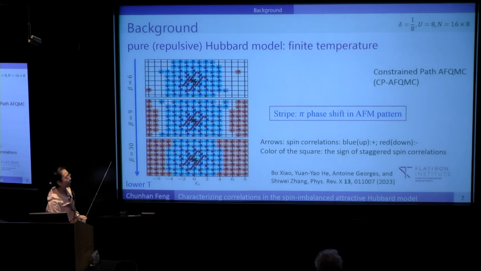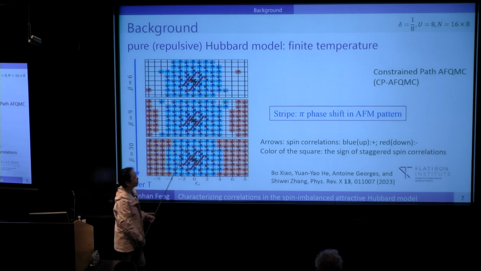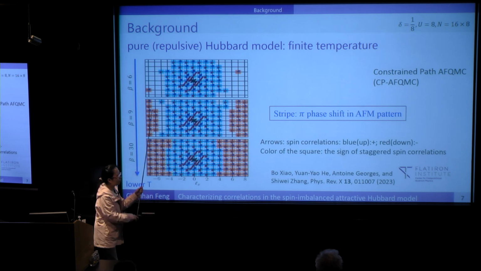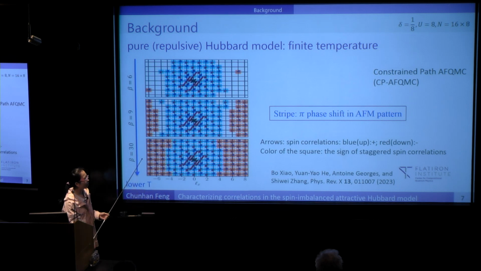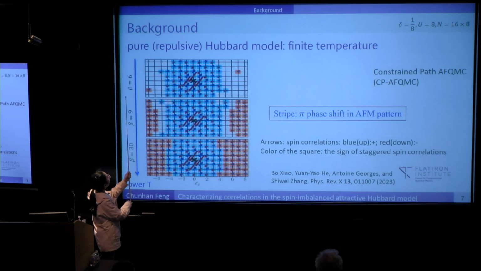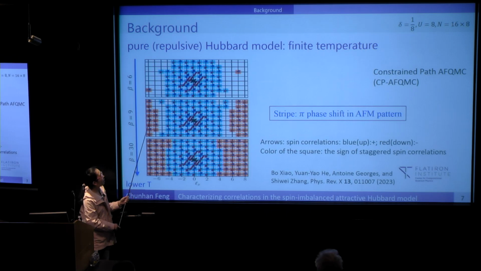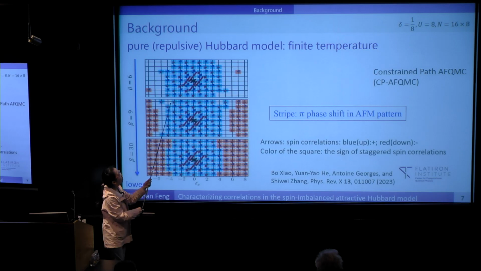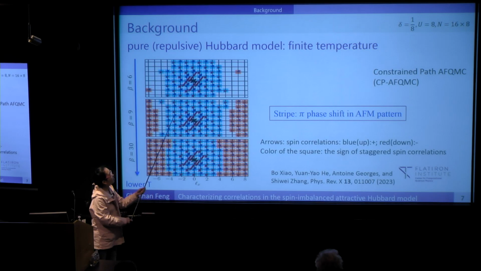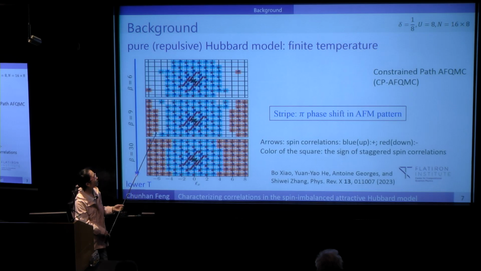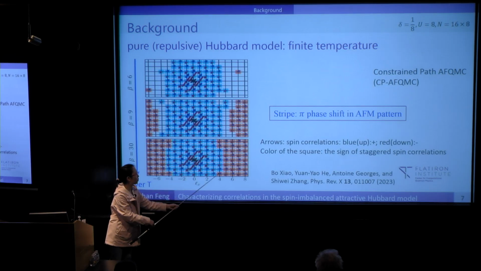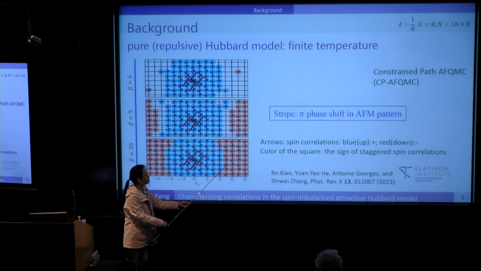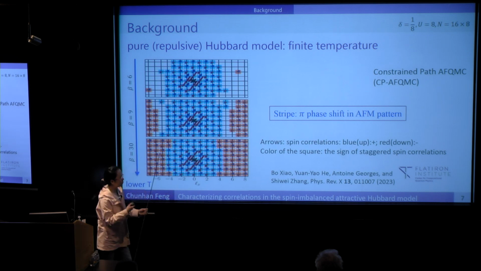And here is also some work at finite temperatures given by the constrained-path AFQMC. Here are basically some real-space spin correlations. At relatively high temperature, beta equal to 6, we can only see one AFM domain. The blue up arrows represent positive, and the red down arrows represent negative correlations. Then later, when we lower the temperature, we can clearly see there is a pi phase shift along the boundary. So basically, there are two AFM regions represented by these two colors here.